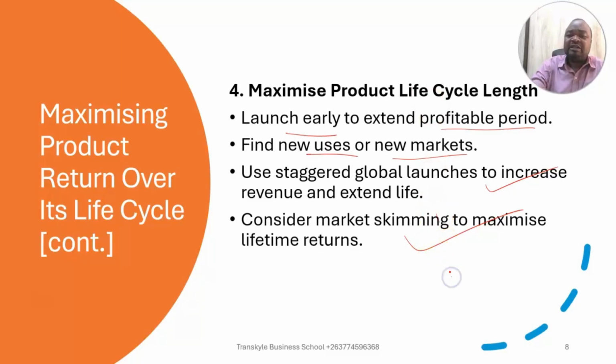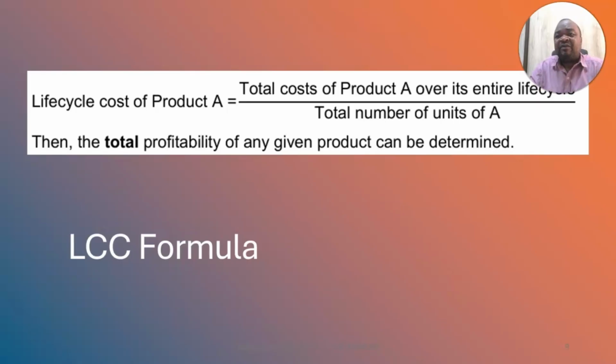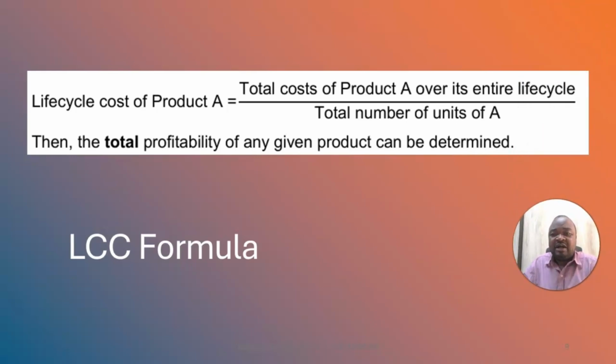Now let's look at this formula, which we are going to use in most of the computations involved. The life cycle cost of a product. The life cycle cost of a product A is equal to the total cost of product A over its entire life cycle. The total cost.